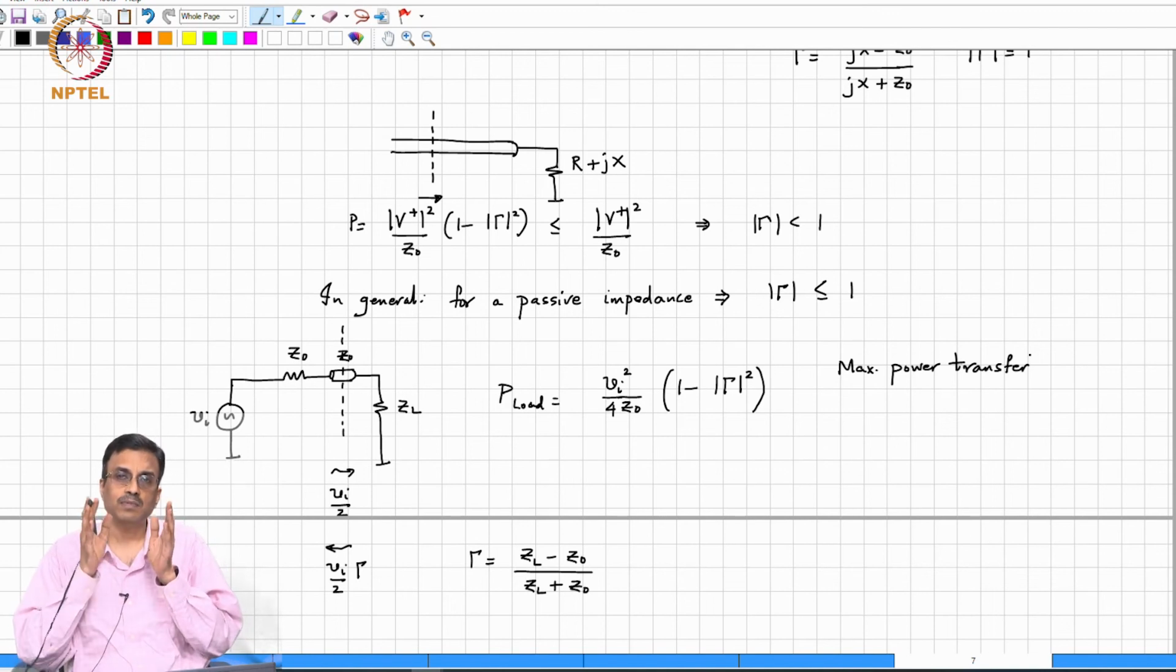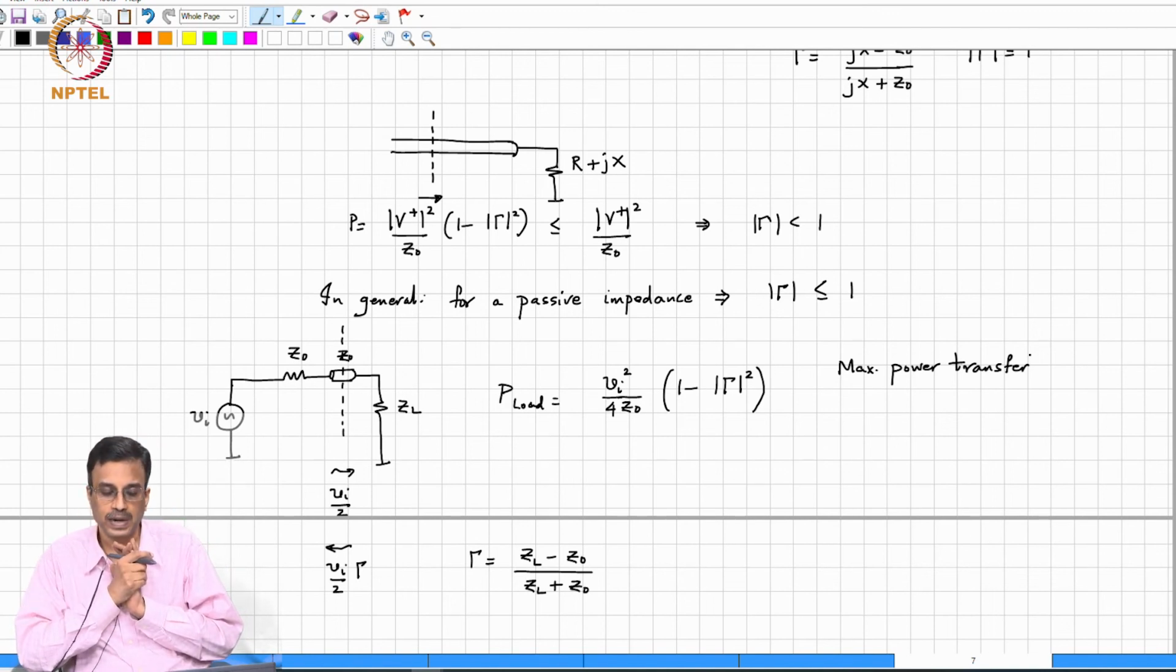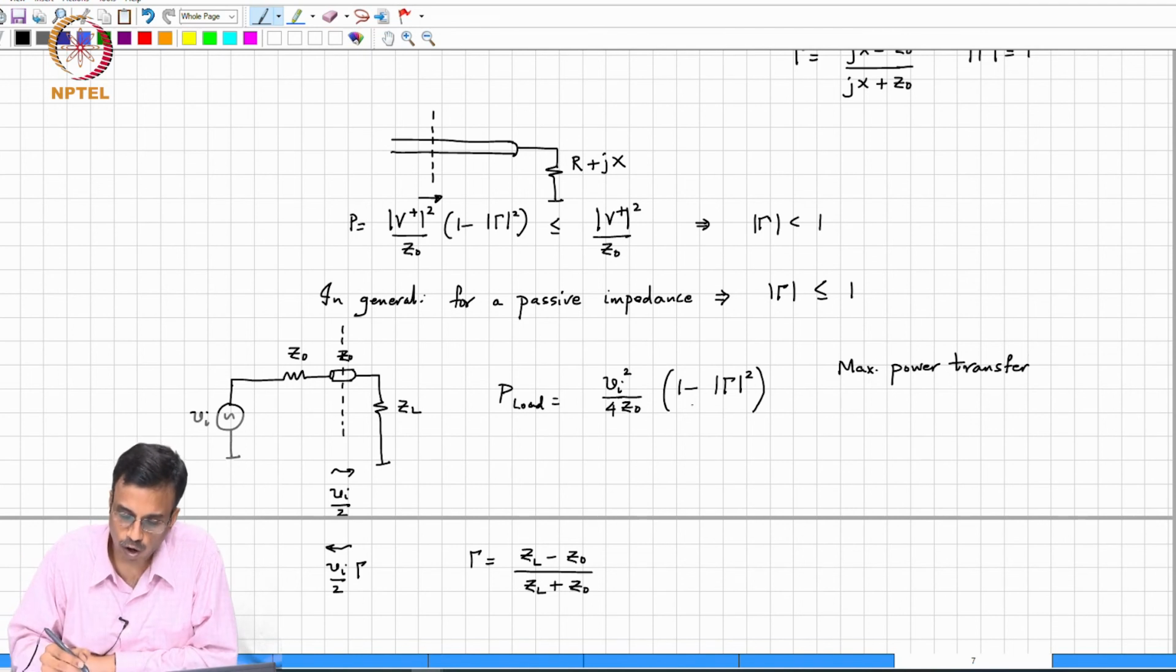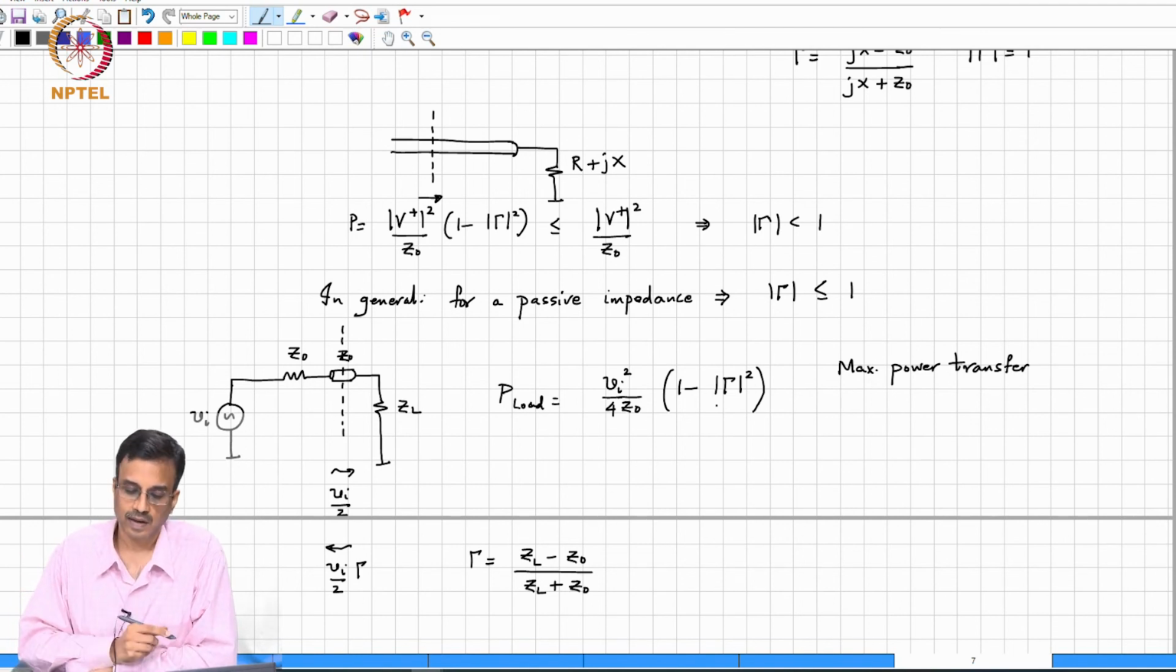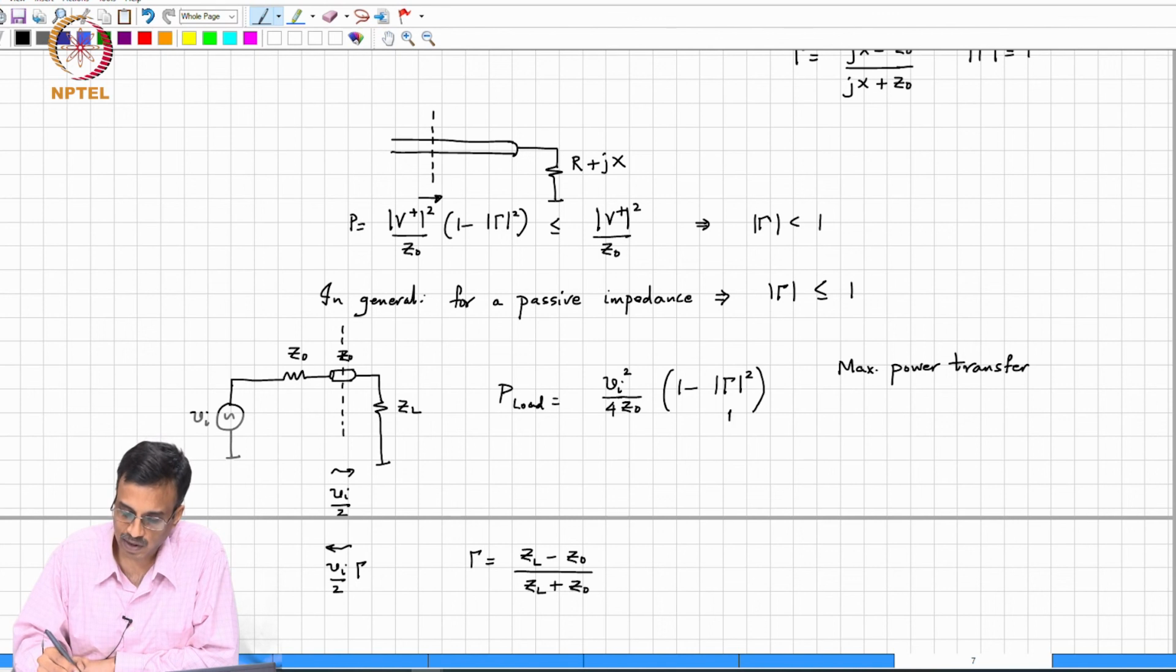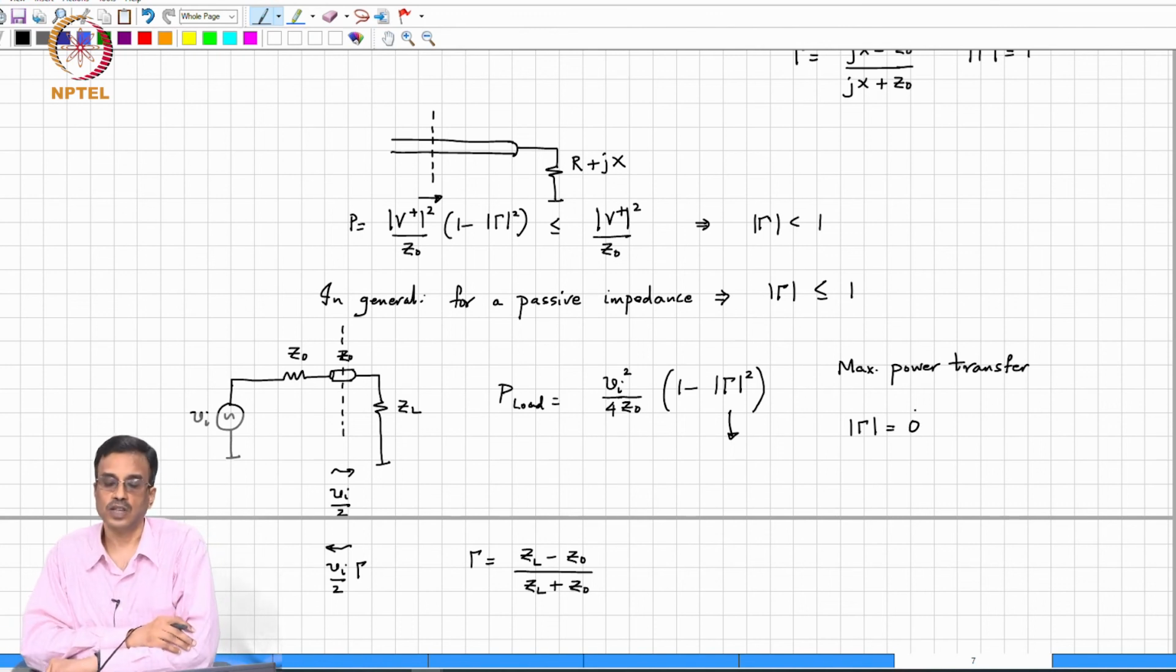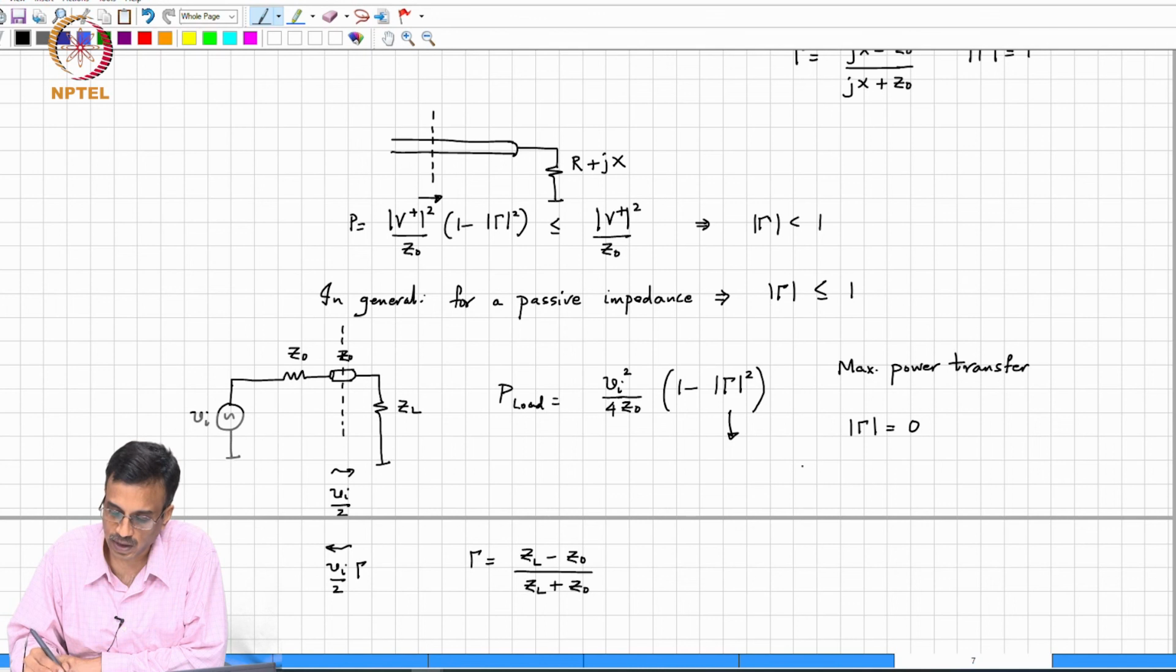If you want the maximum power to be dissipated in the load resistance ZL, what would we do? We want to make this as large as possible. So that basically means that mod gamma must be as small as possible, and the smallest mod gamma can be is 0, right? Which therefore means that the load must be matched to the source. In other words, gamma must be 0. So that's possible only when ZL is equal to Z0.